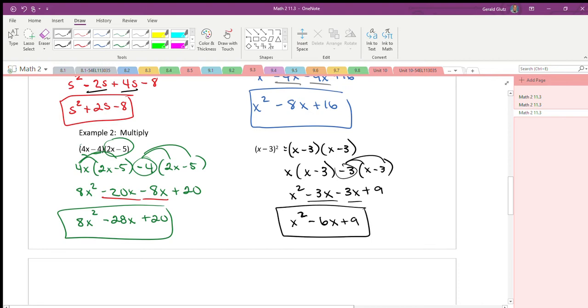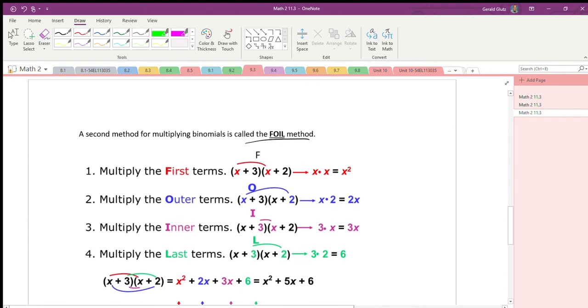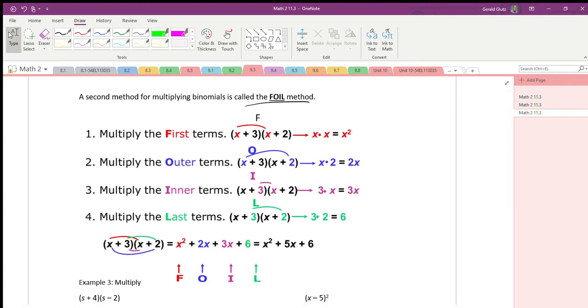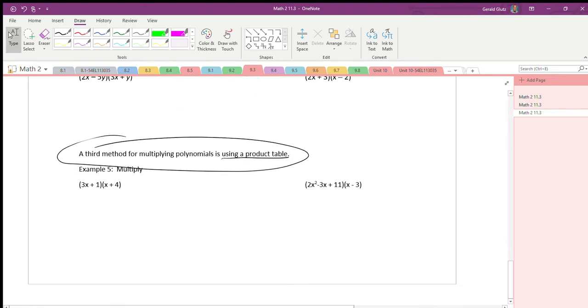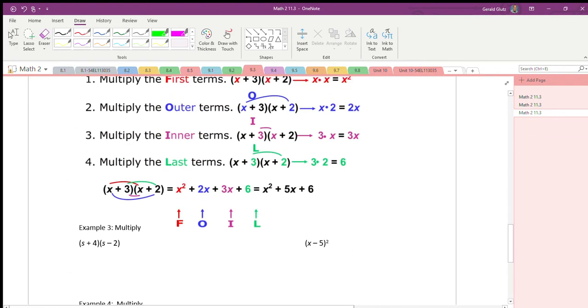So moving on to the next page. Now we're going to talk about the second method, which is the FOIL method. The FOIL method only works when we have two binomials, which is all we've had so far. But sometimes, like in the last example here, you'll have three terms. You have a trinomial and a binomial. The FOIL method does not work with this, just to give you a heads up.